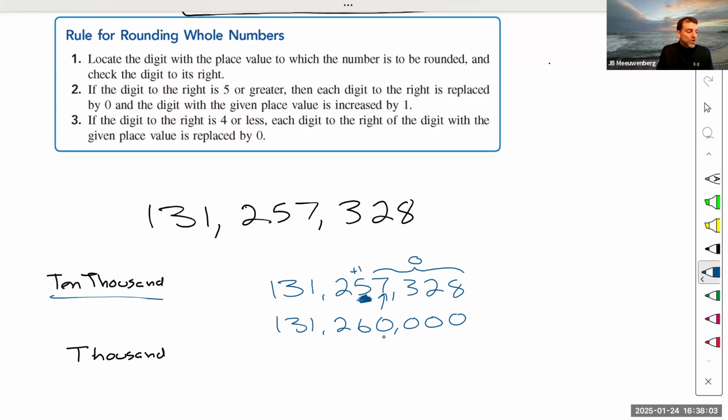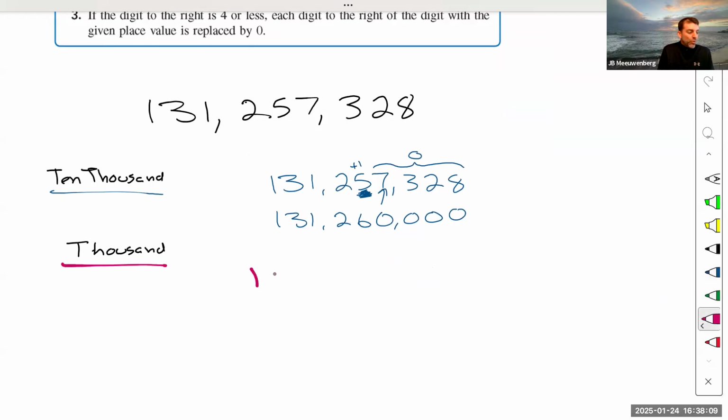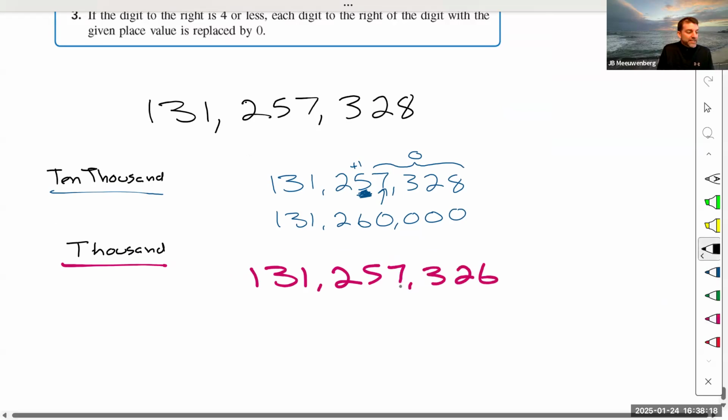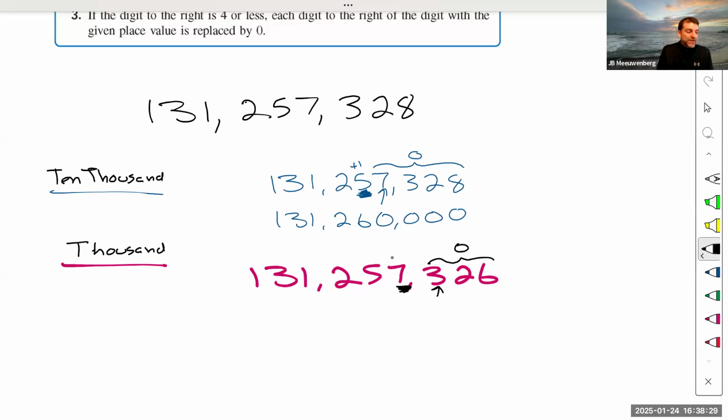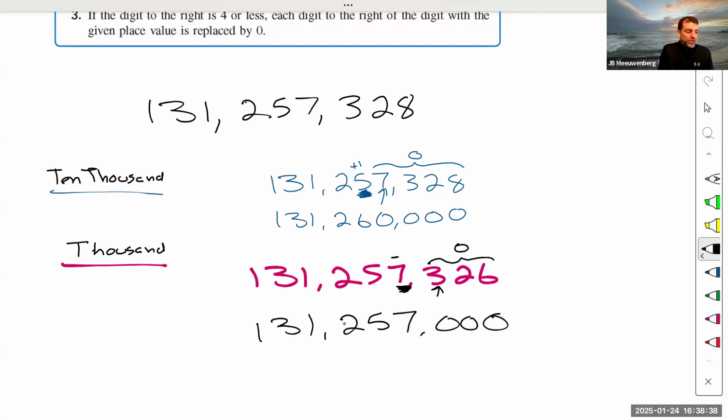What if we want to round to the nearest 1,000? 131,257,328. So the nearest 1,000 is here. The number to the right is this 3. So these all become zeros. Because this was less than 5, I'm just going to keep the 7 as it is. 131,257,000. And that is it.